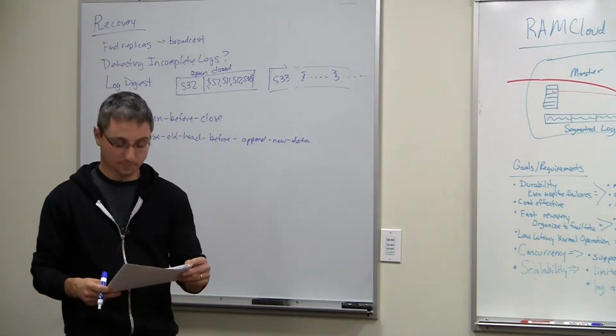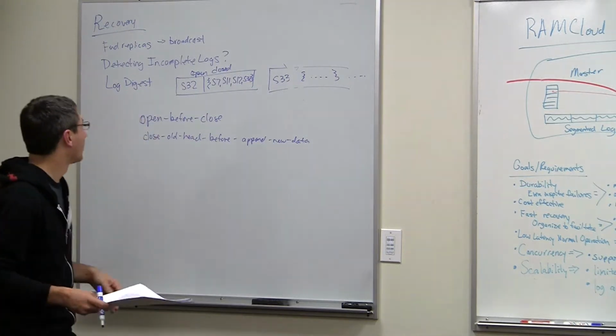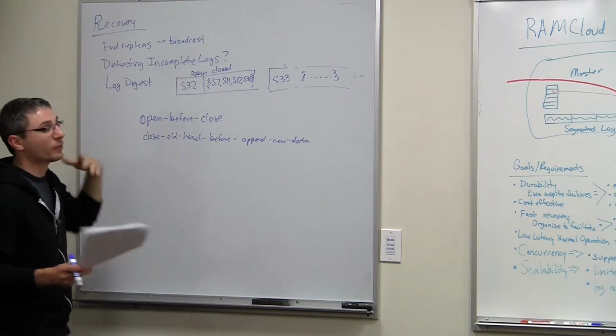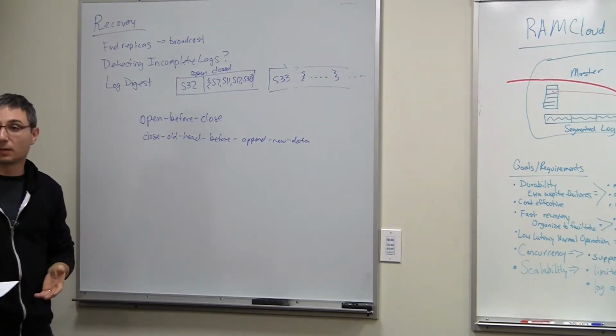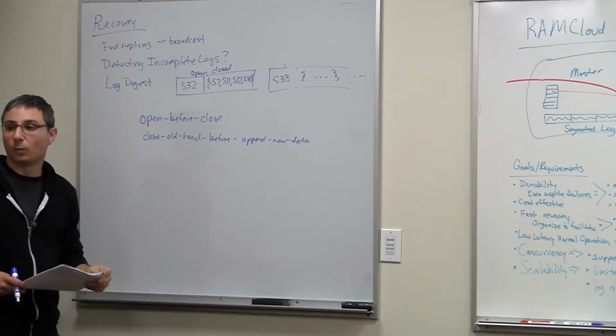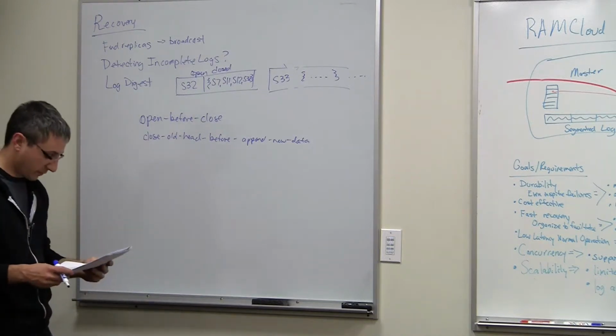Does that make sense? So all of this, just to recap, is to make sure when we recover that we avoid having any centralized catalog, but at the same time we can tell if we've lost any data at recovery time.